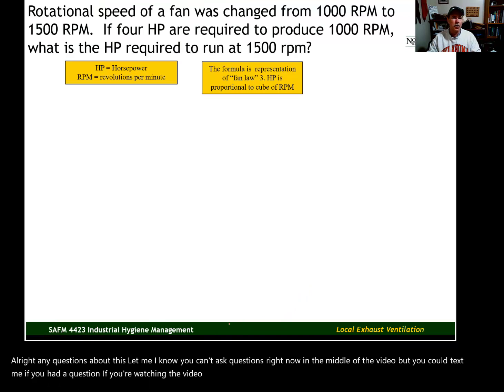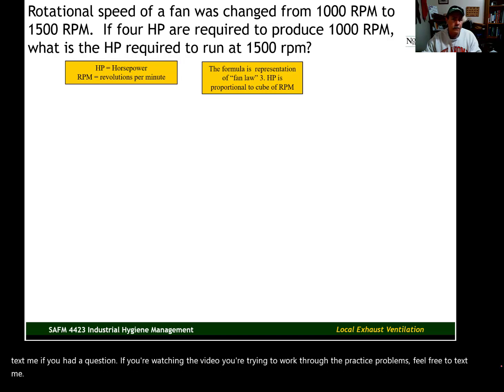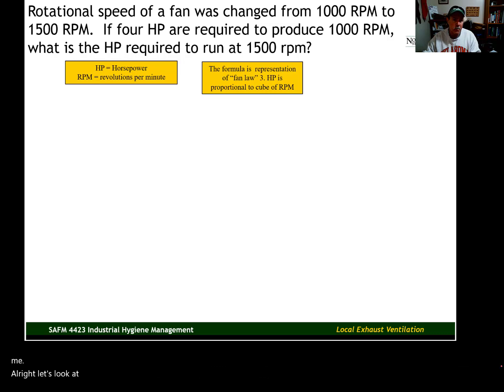All right, let's look at another problem. Rotational speed of a fan was changed from 1,000 RPMs to 1,500 RPMs. If 4 horsepower are required to produce 1,000 RPMs, what is the horsepower required to run the fan at 1,500 revolutions per minute?